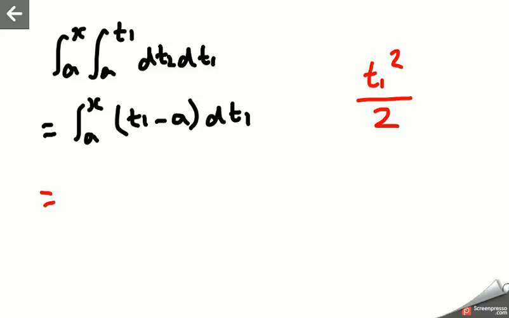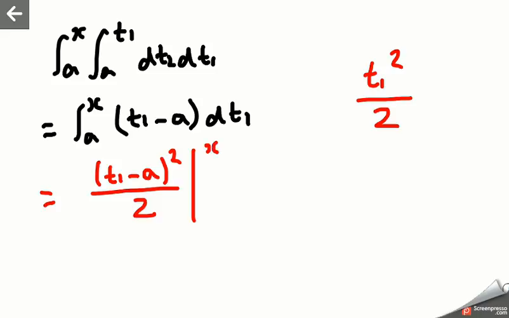So by reverse chain rule, this is going to be equal to (t1 minus a) squared divided by 2, evaluated at t1 equals x and t1 equals a. Well, if we substitute that in, we're just going to get (x minus a) squared divided by 2 minus (a minus a) squared. Well, a minus a squared is just 0, so we don't even need to worry about the other part. So that works out to that.